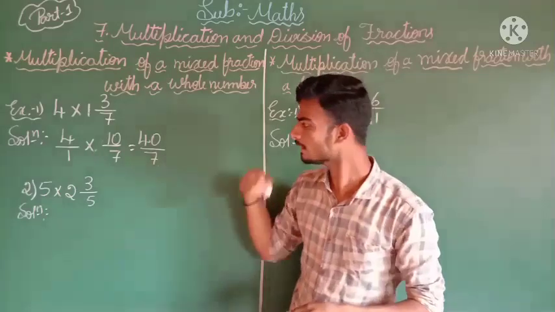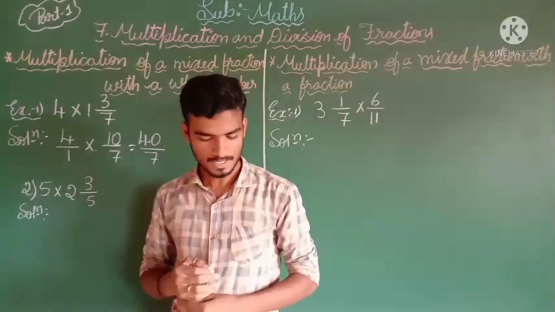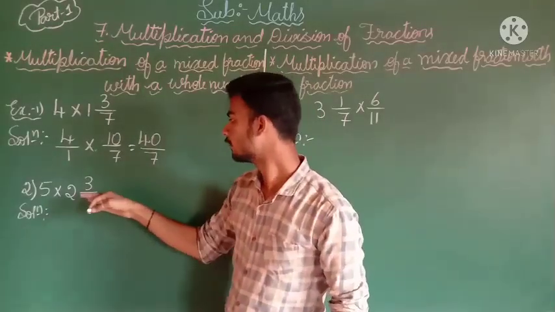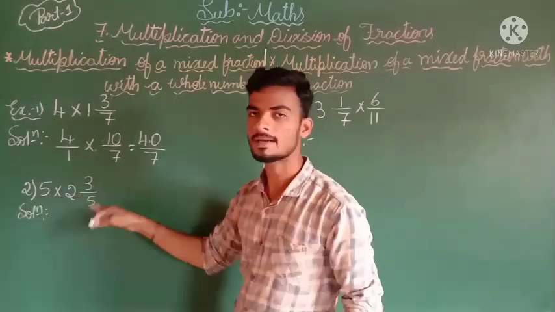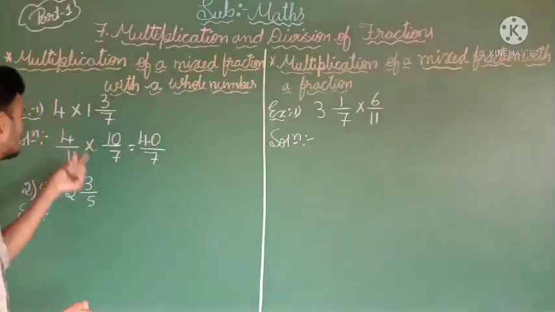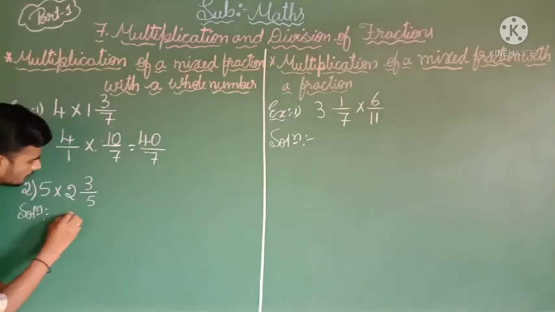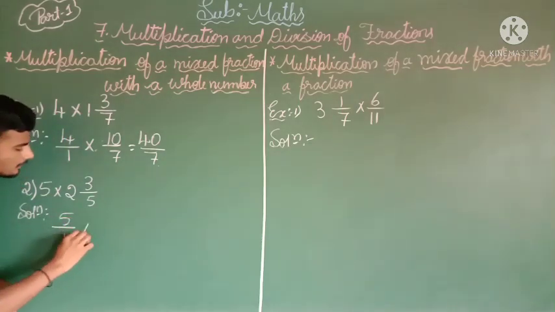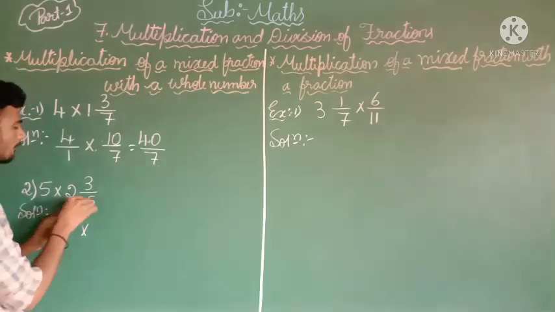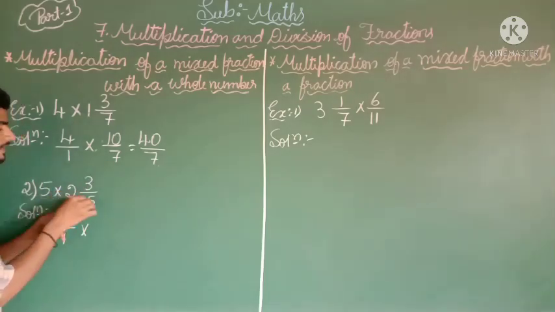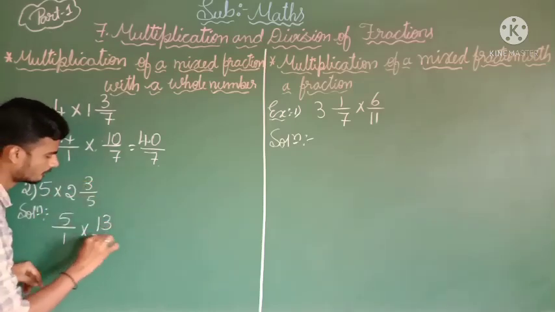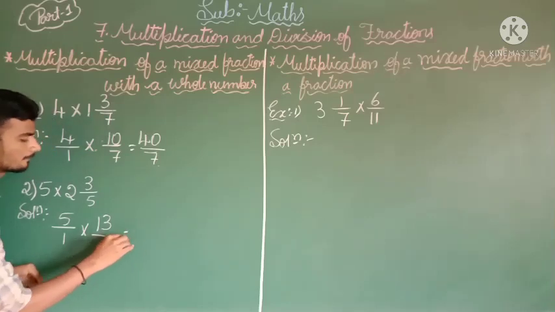Then in the second problem I have taken, that is 5 into 2 whole 3 by 5. Same as we followed for the first type, we write here 5 divided by 1 into, converting this into an improper fraction: 5 2s are 10, 10 plus 3 is 13, divided by 5.